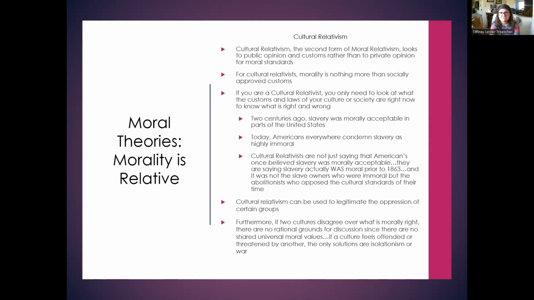Genital mutilation is a standard part of some cultures. It is morally right, morally acceptable in those cultures, and it doesn't matter what any other culture says. That's what a cultural relativist would say. So other countries trying to intervene and stop these customs from happening, they're the ones in the wrong. That's what a cultural relativist would say.